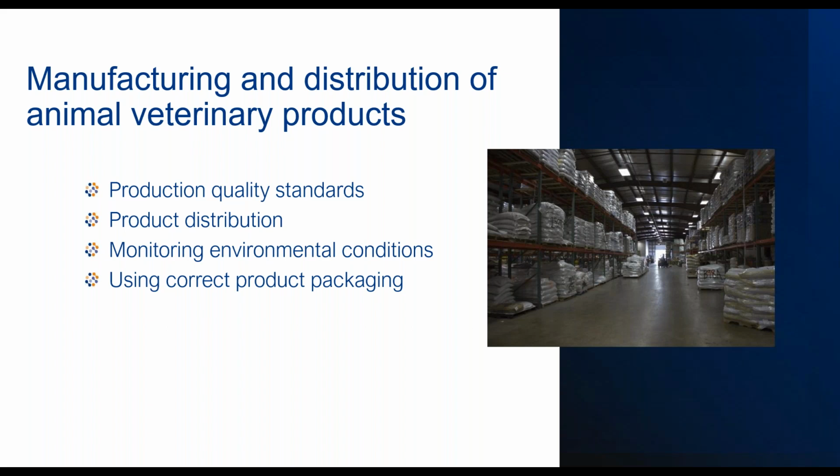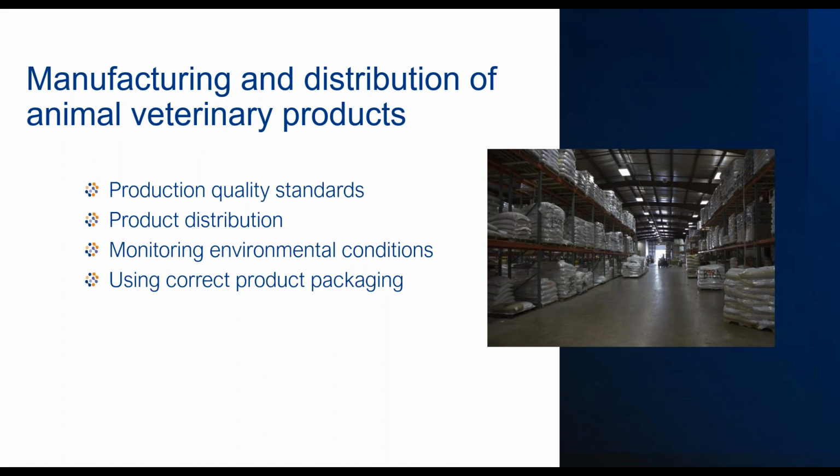So now we're going to get into the manufacturing piece a little bit more. The manufacturing and distribution of animal veterinary products is an essential aspect of keeping our furry friends healthy and happy. We all know that you can develop a great product, but if it doesn't reach the end user in a way that is still safe and effective, that's a problem.